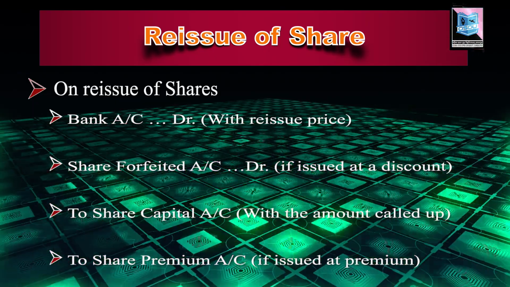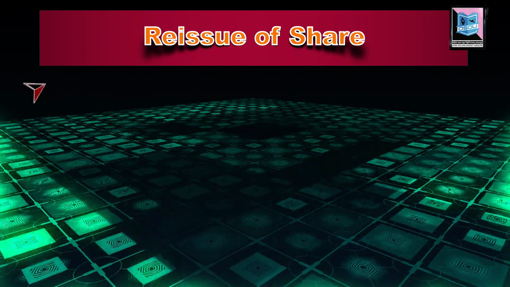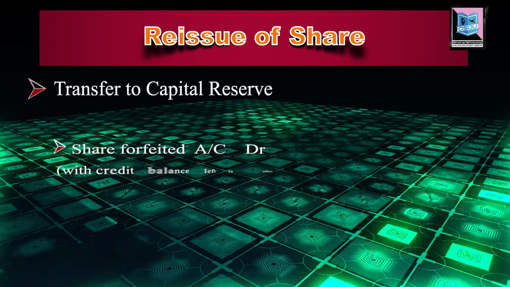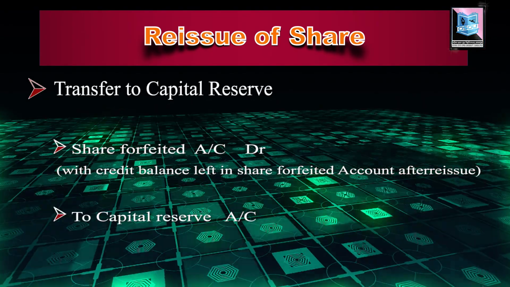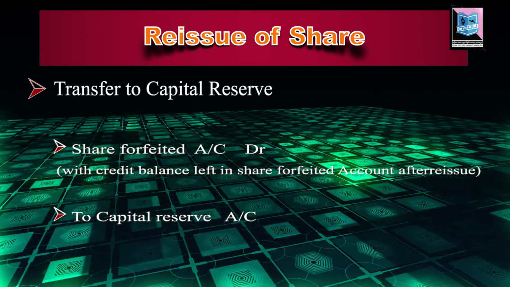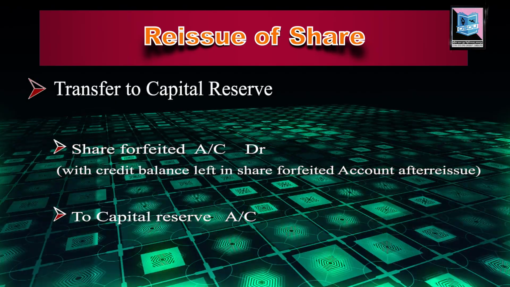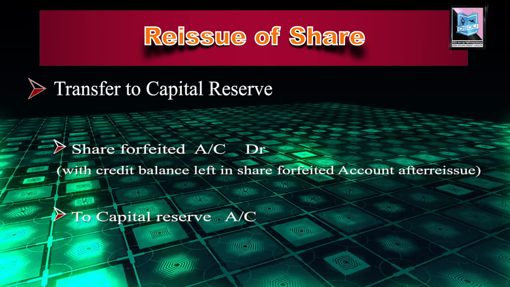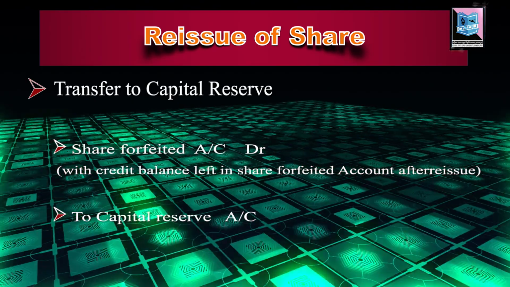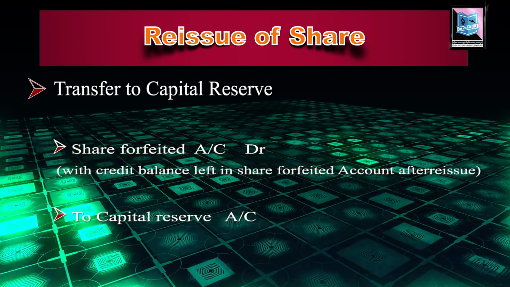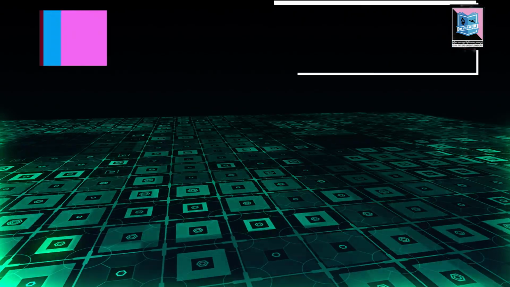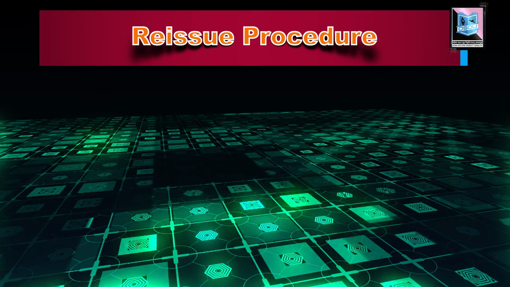But don't forget, another entry will be passed for that. The remaining balance of the share forfeiture account will also be transferred to the capital reserve account at the end, by this entry: share forfeiture account debit to capital reserve. But dear friends, take an example from this. Suppose you issued 10,000 shares at the rate of rupees 10 to the general public, and the entire money will be called up by the company in three phases.